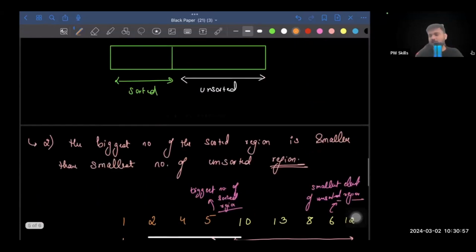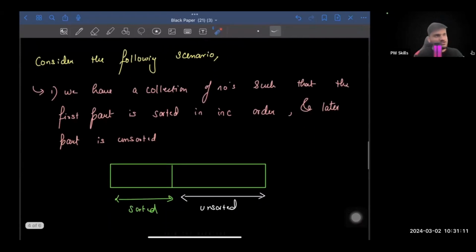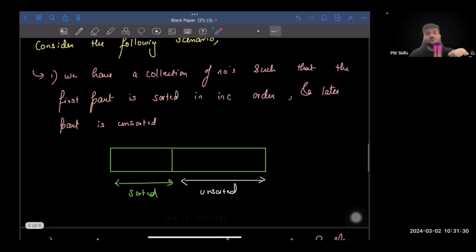Amit, in the start only I said a word. Consider, you have to consider a scenario that after doing some operations you land up in a scenario like this, where the initial part is sorted, the later part is unsorted, and the biggest number of the sorted region is lesser than the smallest number of the unsorted region. You have to figure out how to expand the sorted region and how to shrink the unsorted region. You have to assume that you land up in a scenario like this.